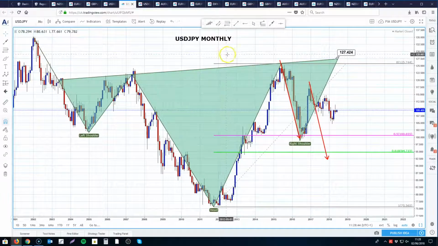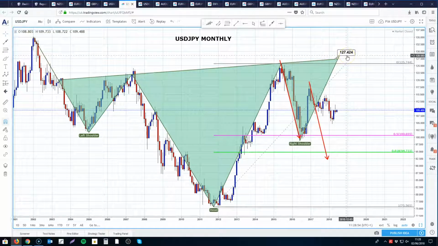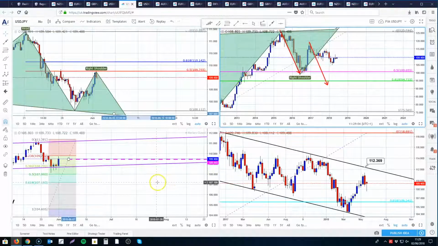The monthly chart is pretty mixed. We've got the potential head and shoulders formation, so left shoulder, head, right shoulder, needs to see a break of 127.42 to confirm. Mixed volatile trading to the downside. Again, not a great deal we can take away from this time frame at the moment.